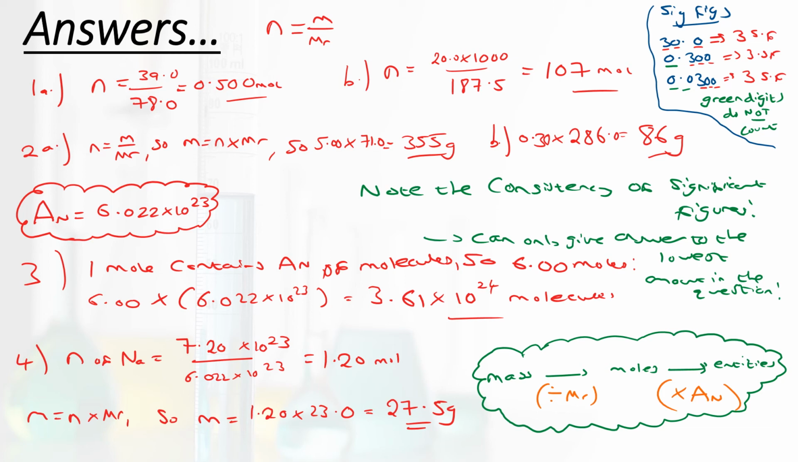In this case, this is why it's important to give the formula of what we're dealing with. It was Cl2, not Cl. So we have 35.5 times 2, which is 71, and timesing them together gives us 355 grams.